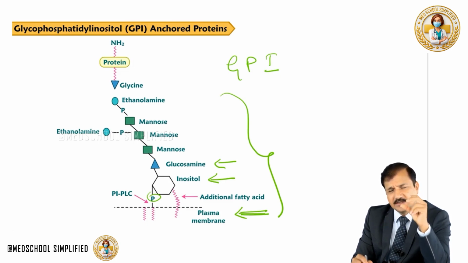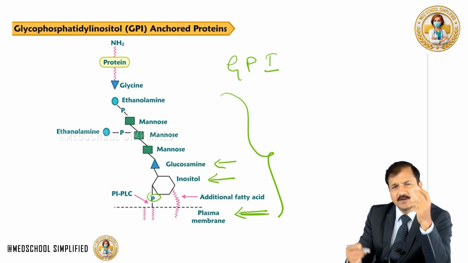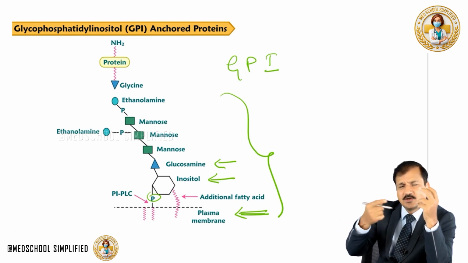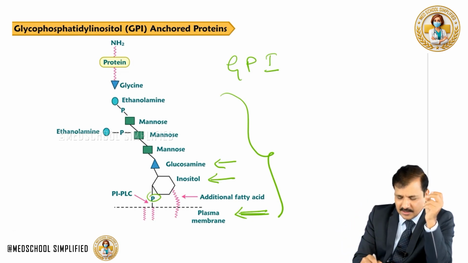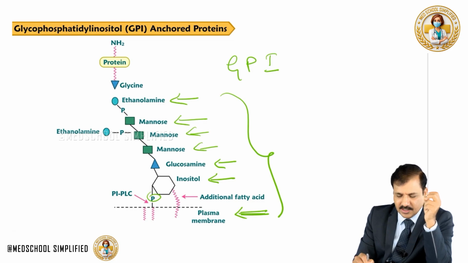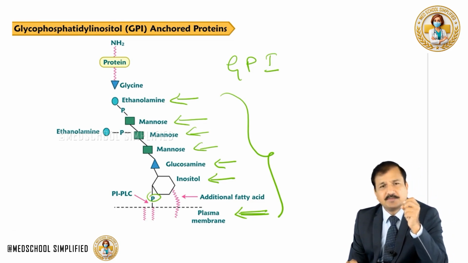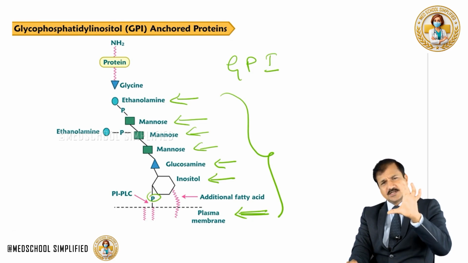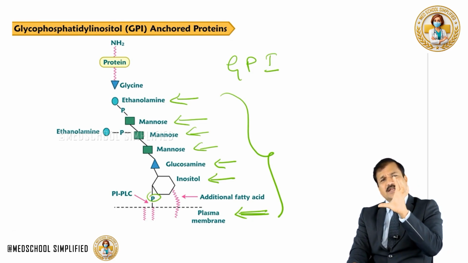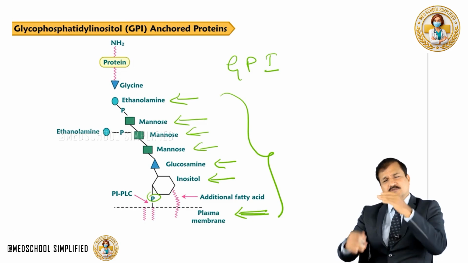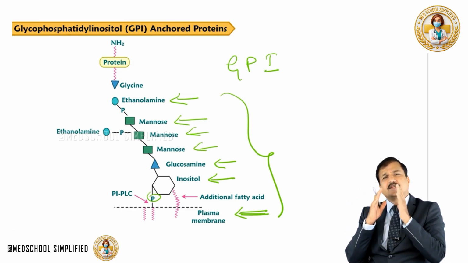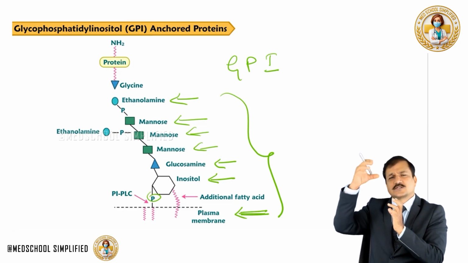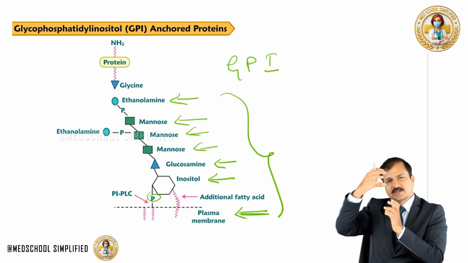So we have a fatty acid on that phosphorylated inositol, and then we need to add glucosamine. There is an enzyme to do that. It brings glucosamine and adds it there. And then there is a mannose which is phosphorylated with ethanolamine, and that is what is GPI. This entire structure is glycophosphatidyl inositol, and this structure attached to the plasma membrane gives an anchor for certain proteins that can be attached.